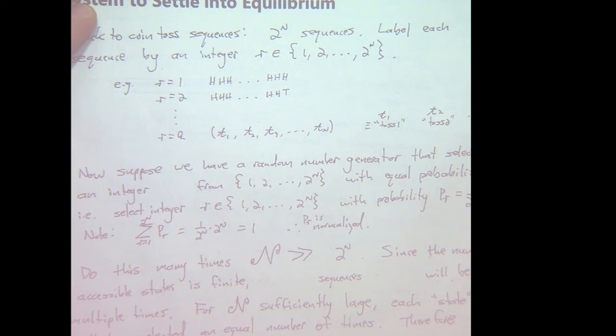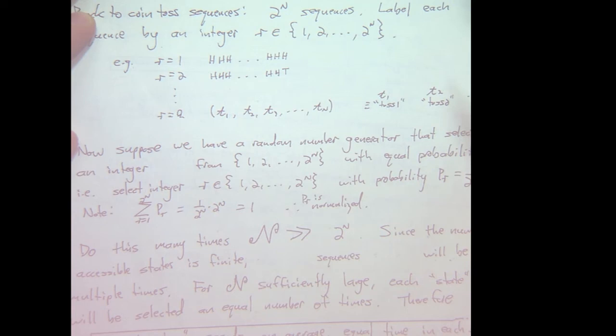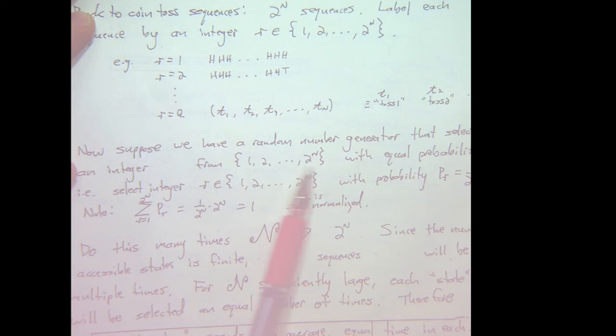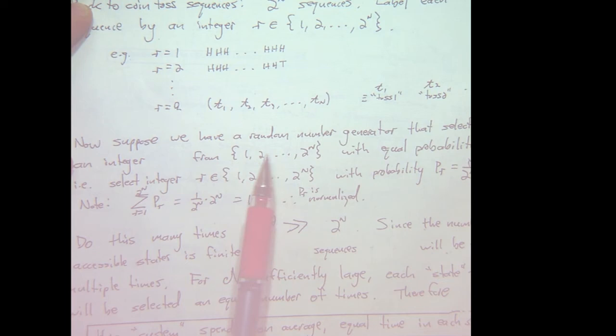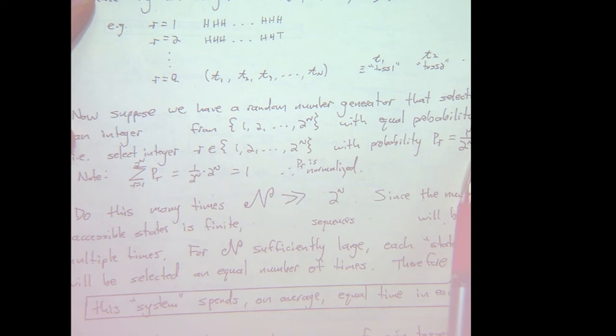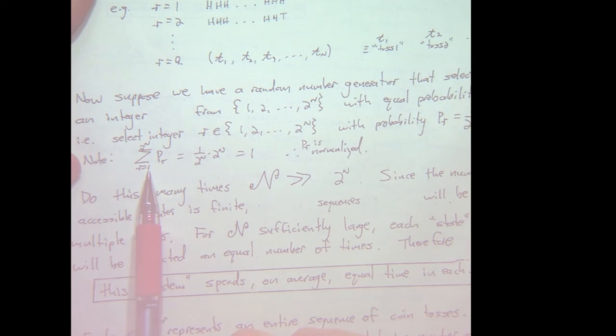Now what if you have a random number generator, and the random number generator just selects an integer from this set here, randomly, with a uniform probability distribution. In other words, any one of these is equally probable. So you select an integer out of those with probability 1 over 2 to the n. Sum over all the probabilities, there are 2 to the n states, and each has probability 1 over 2 to the n, so the total is 1, so it's normalized.